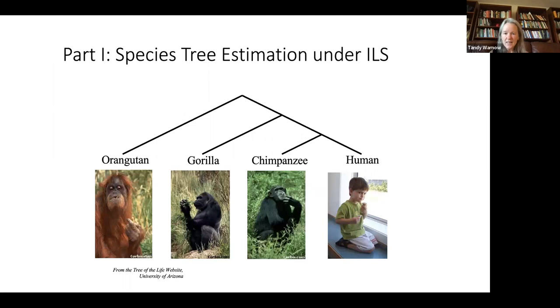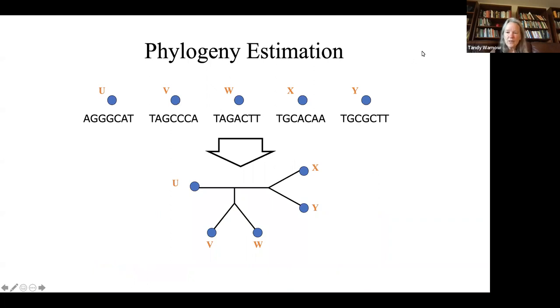So part one, species tree estimation addressing incomplete lineage sorting. I'm showing human, chimp, gorilla, and orangutan. And human, chimp, gorilla, and orangutan is a canonical example of how difficult it is to get a species tree, even though there's only four species. So what we have with this problem is we are taking sequences that we see at the leaves, for example, sequence alignments at the leaves, and we're trying to reconstruct the tree. What I want you to notice here is that the estimated tree is unrooted. Why is it unrooted? It's unrooted because the statistical models of evolution are time reversible. So when we are applying phylogeny estimation methods, we get unrooted trees back.